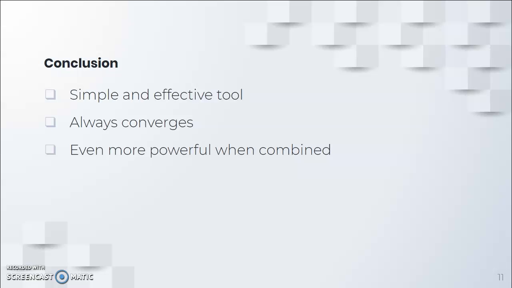In conclusion, bisection search is a simple and effective tool. Because it always converges, you're guaranteed to find a root. Even though it has a slow convergence rate, when combined with other methods like Newton's method or secant method, it can be really powerful.